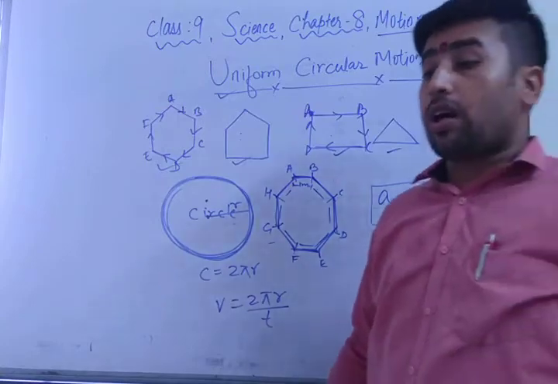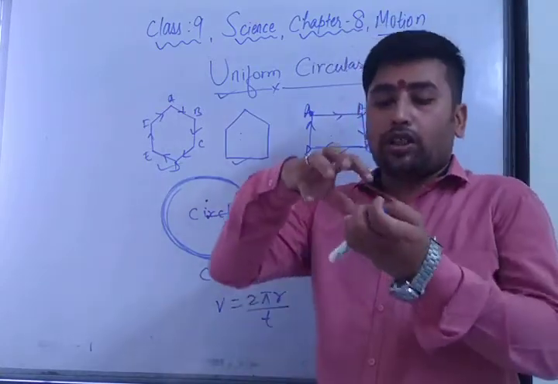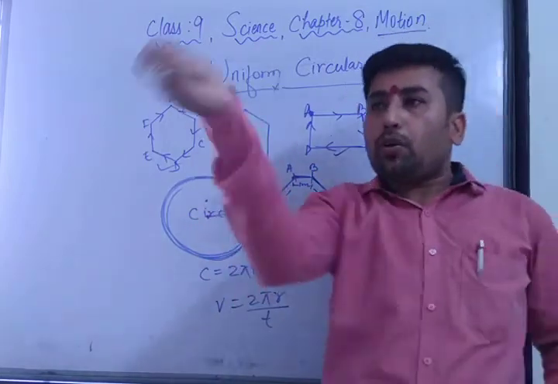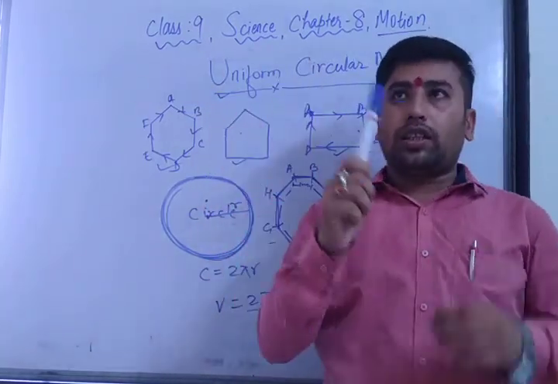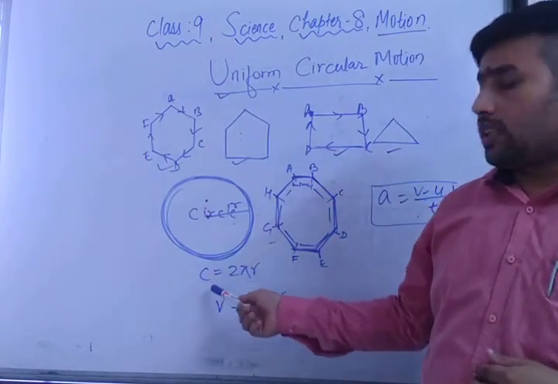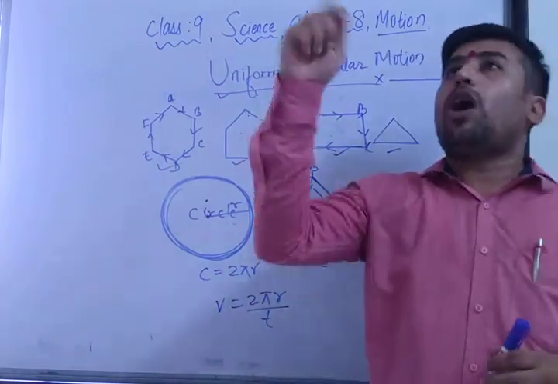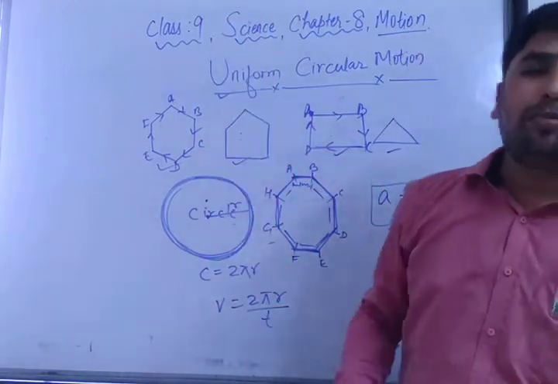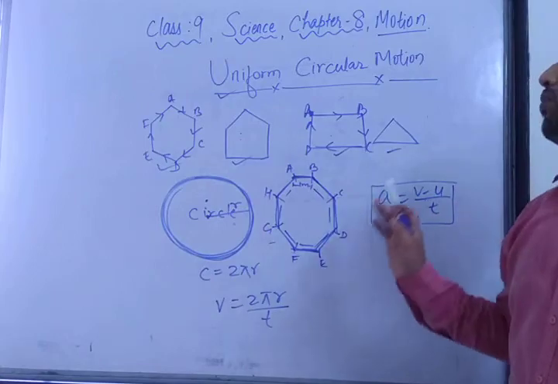Secondly, suppose this is a stone. I tie this stone with a thread and rotate it. It will move in a circle. The radius r will be fixed, the circumference will be 2 pi r, and we count how many seconds it takes to complete one oscillation, two oscillations, three oscillations. There are many more examples of uniform circular motion.